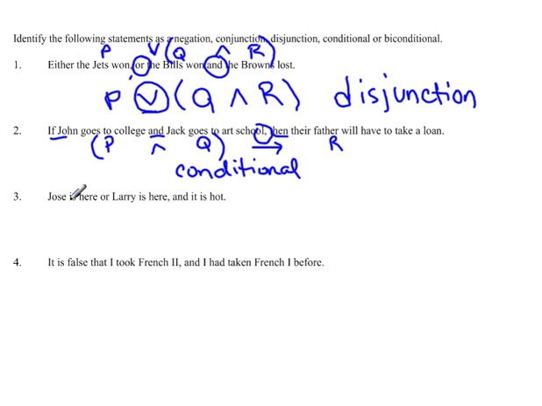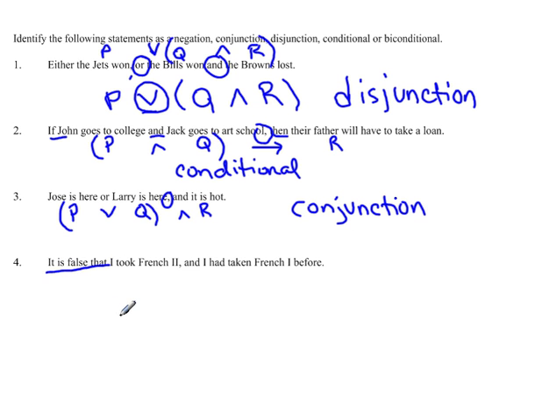Let's try number 3. Jose is here, that's P. Larry is here, that's Q. It is hot, that's R. Or is the disjunction, and is the conjunction. The comma separates the P and Q from the R, so we'll group the P and Q. Now looking at our statement, we see that the symbol outside the parentheses is the conjunction, and that is the most dominant. So this is a conjunction.